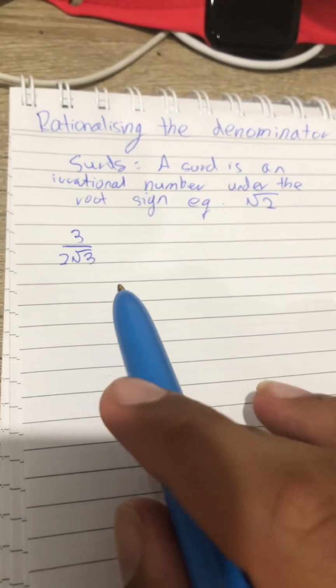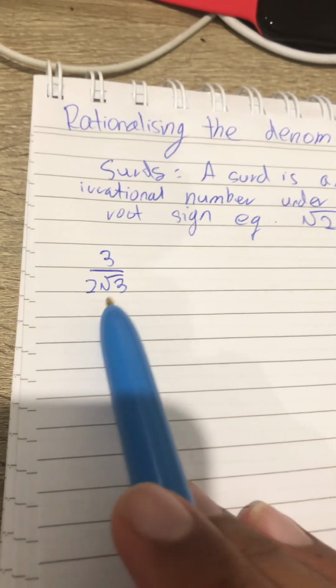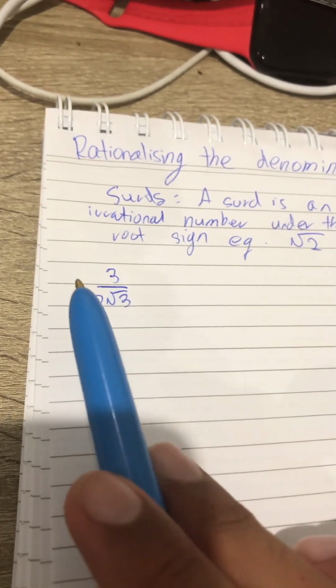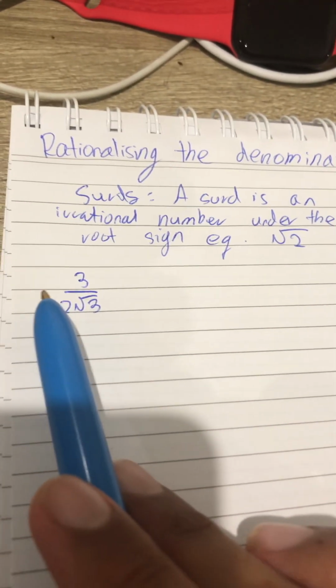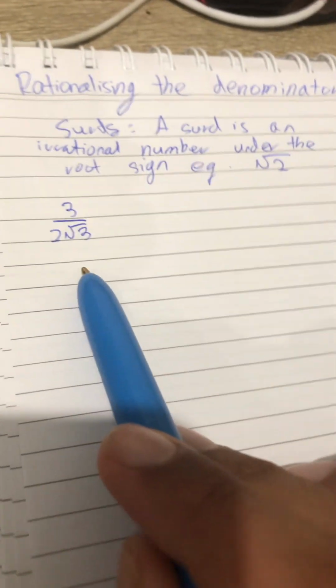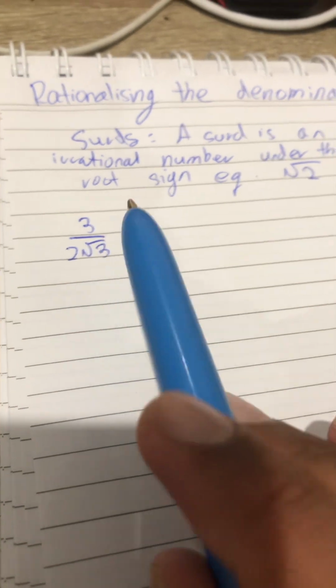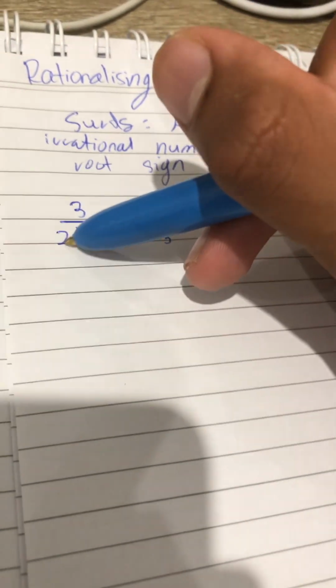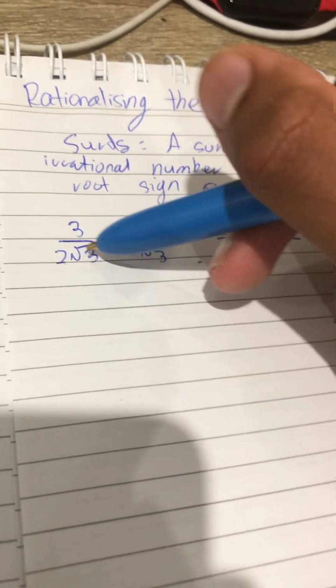Now you need to rationalize the denominator. What you need to do here is multiply the numerator and the denominator by the inverse of the denominator, or if possible by just the surd itself. So in this case we can just multiply by root 3 over root 3, which is 1. This will equal 3 root 3 over, so 2 we've got times root 3.